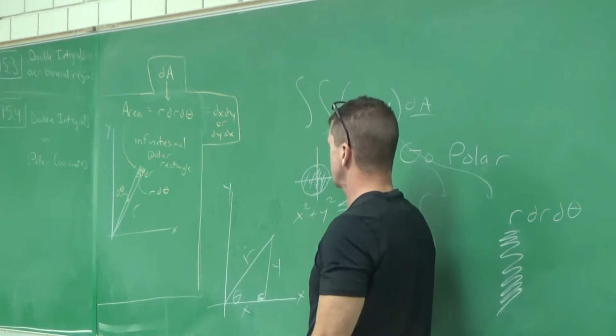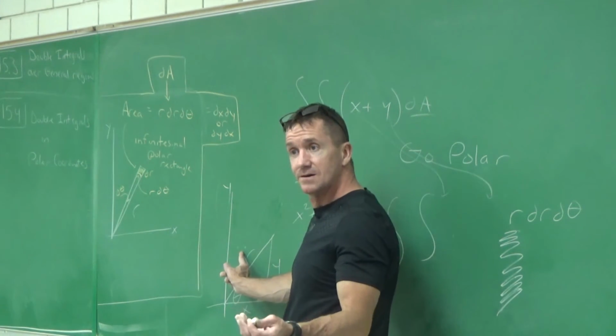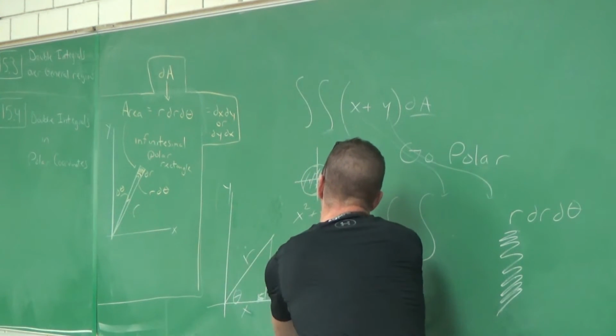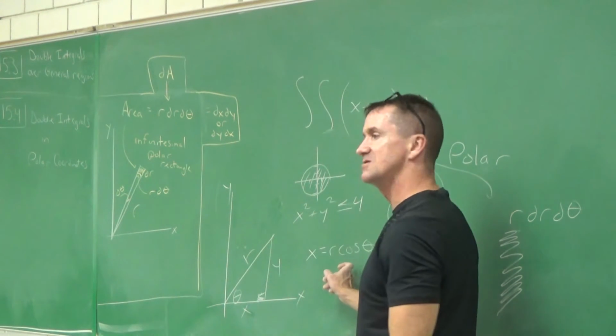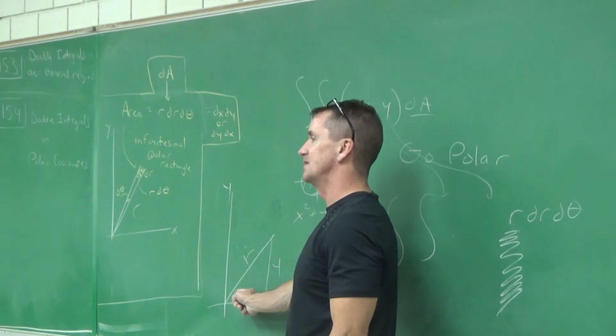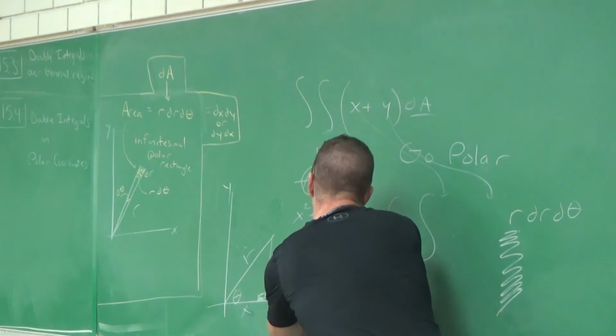R cos theta x. So cosine of theta is x over r. So x is equal to r cos theta. Radius times cosine theta. SOHCAHTOA. What's sine of theta? Y over r. So what's y equal to? R sine theta.